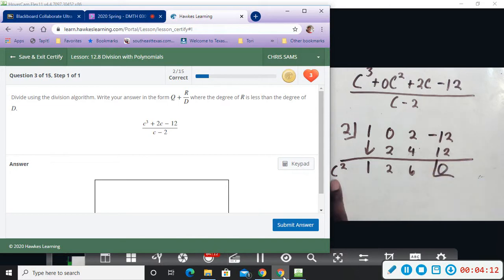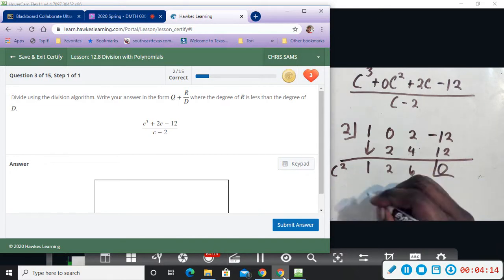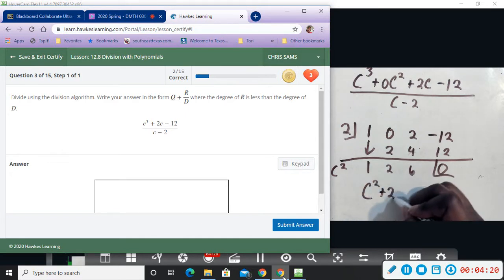Remainder of 0. So we start out with c squared. So this is 1c squared. Since that's positive, plus 2c, and then plus 6. No c. 2, 1, 0. It always goes in that order when you count down. So c squared plus 2c plus 6.